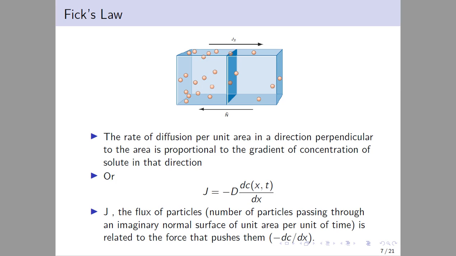Okay, so the diffusion: how can we find the diffusion equation? Starting from Fick's law, using again the same picture as before, the rate of diffusion per unit area in a direction perpendicular to the area is proportional to the gradient of concentration of fluid in that direction. So here J equals minus D dc over dx.